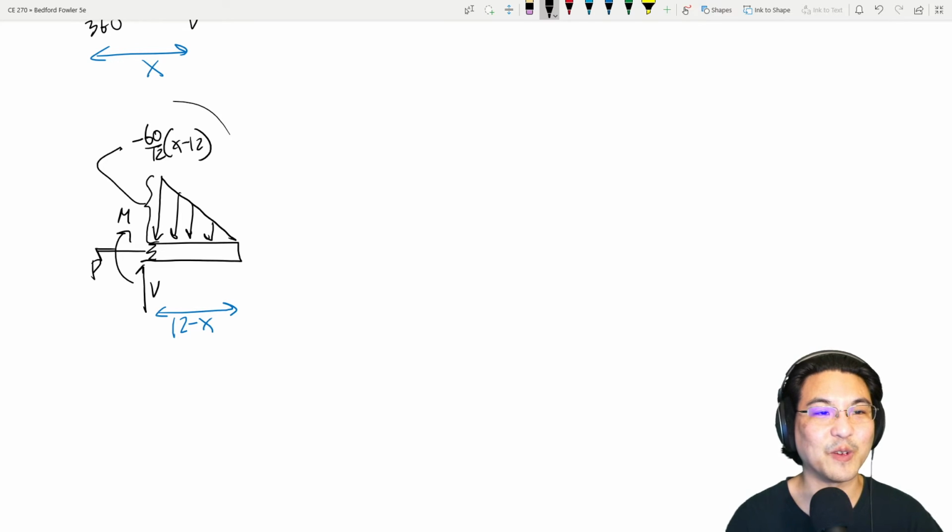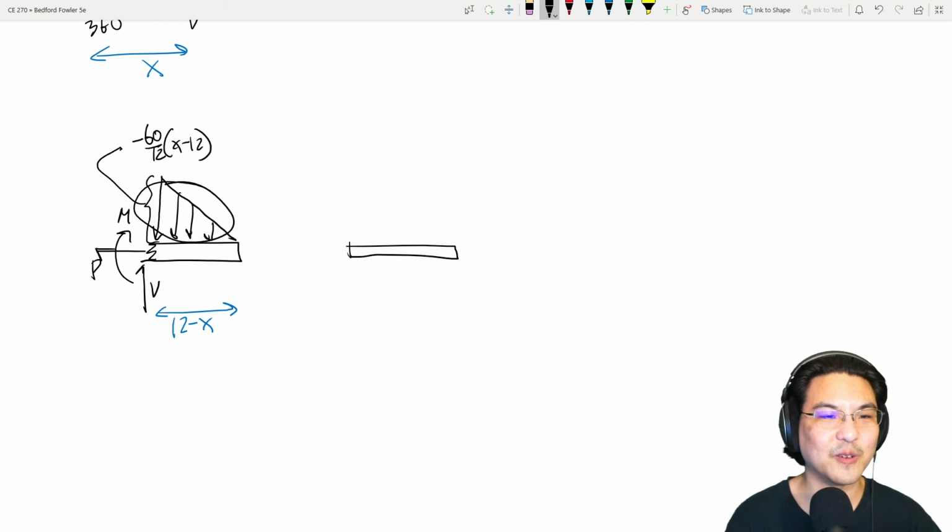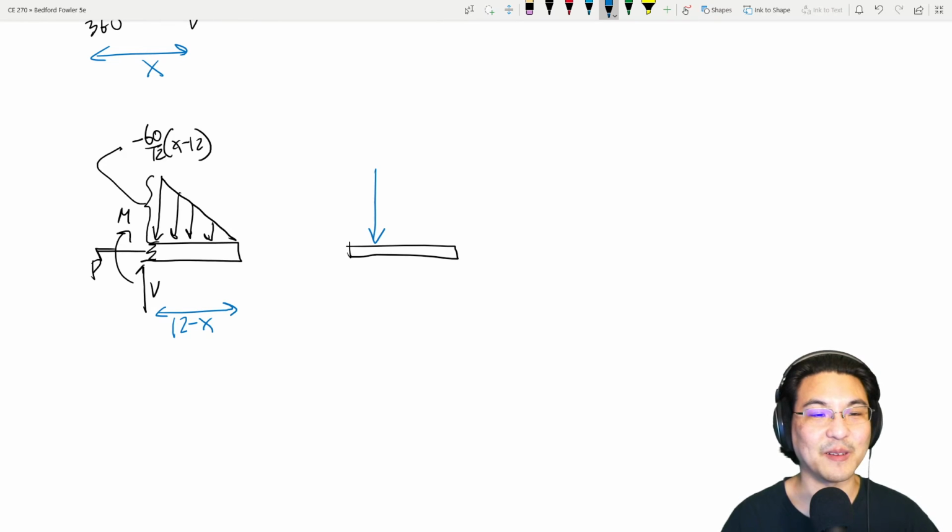Now that we have this free body diagram, we can represent this distributed load as a single discrete force, like this. Okay, what's the magnitude? The area of the shape. So what's the area of the shape? 1/2 base times height.